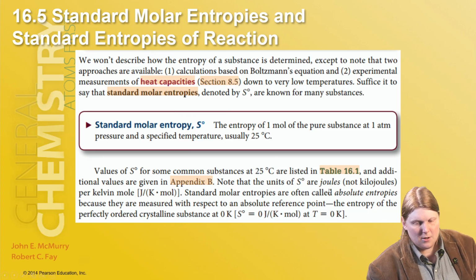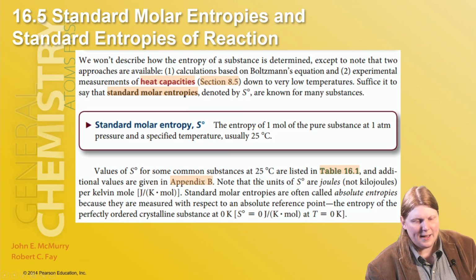The units of S naught are joules per Kelvin mole. We've seen before that the typical units of entropy are joules per Kelvin. Standard molar entropies are often called absolute entropies because they're measured with respect to an absolute reference point, the entropy of a perfectly ordered crystalline substance at 0 Kelvin. Not all thermodynamic parameters have an absolute as clear as this, but entropy definitely does.